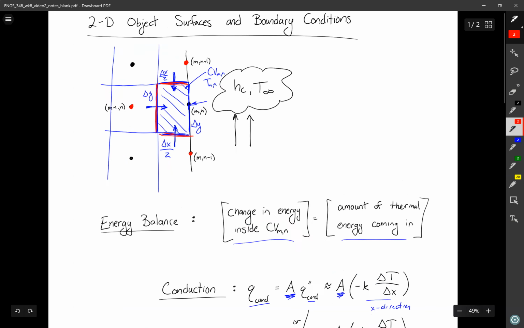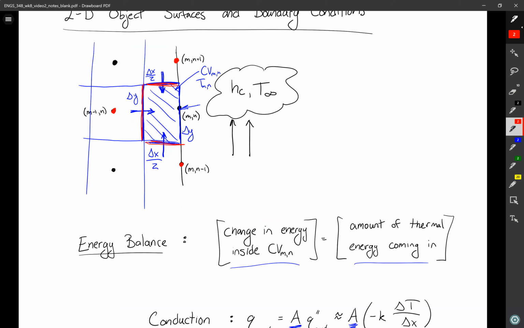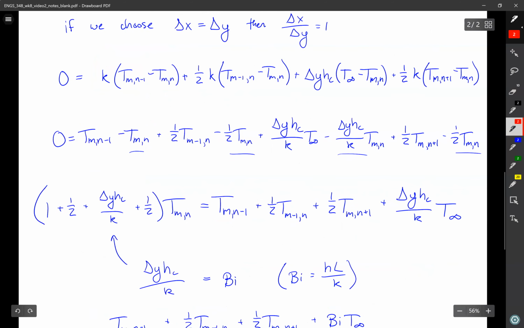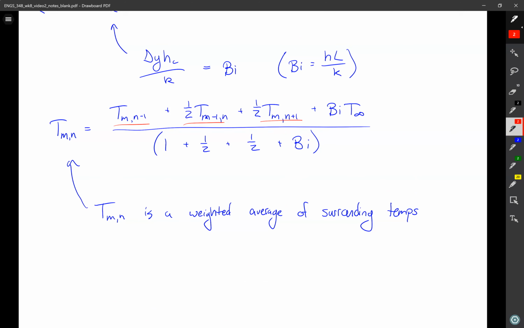Then the last thing that's affecting it is what's happening on this right-hand side. So what's the weighting factor? Well, it's the side length, which is a full delta Y, but we also have to take into account that this is convection and not conduction. So it's that full side length multiplied by the Biot number. So the weighting factor is the side length times the Biot number, so a whole Biot number. So this is the temperature here, T infinity, and its weight is the Biot number.